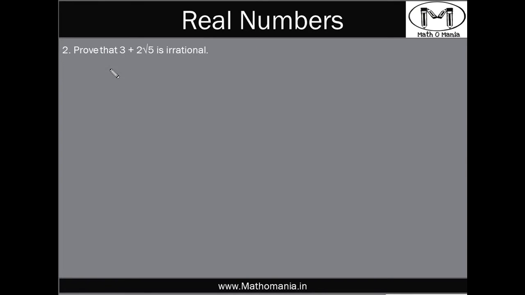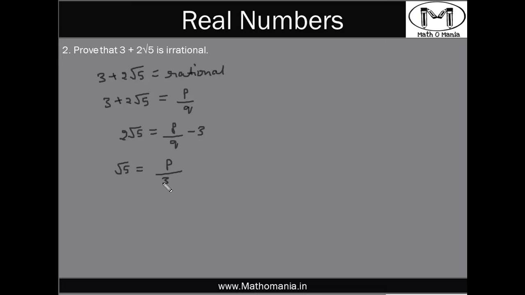Same question. We need to prove that 3 plus 2 root 5 is irrational. So we will again use the method of contradiction. We will assume that 3 plus 2 root 5 is a rational number. So it can be written in the form of p upon q, where both p and q are co-prime numbers. Now 2 root 5 comes out to be p upon q minus 3, and then root 5 comes out to be p upon 2q minus 3 upon 2.